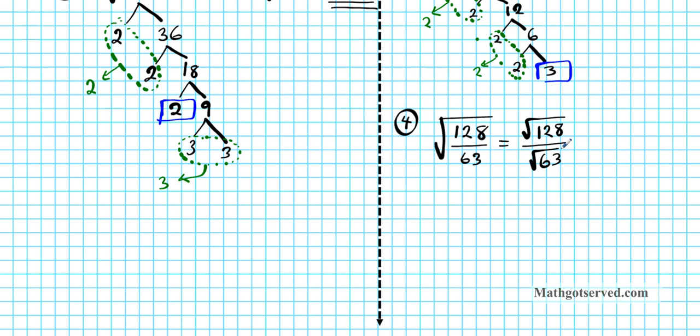So to address that, you're going to have to rationalize the denominator. You multiply the numerator and the denominator by the radical term in the denominator. That's known as rationalization. Alright, so now we're going to multiply across. If we multiply across, we're going to have the square root of 8,064 in the numerator, and in the denominator is going to be the square root of 63 squared, which is just 63.